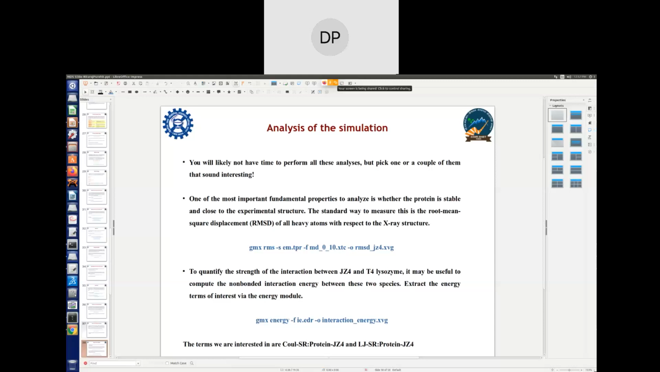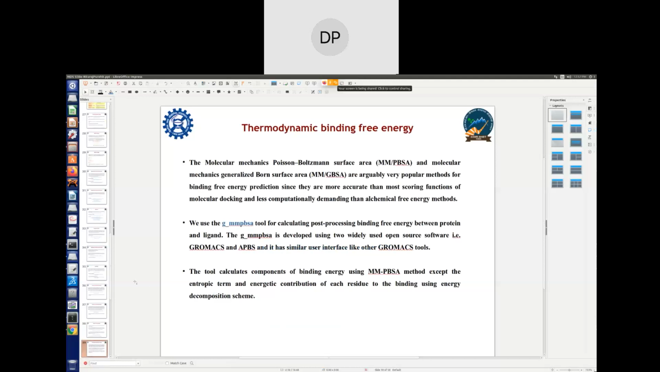And another quantity you can find out is the interaction, the thermodynamic binding free energy. If you want to observe the actual binding energy between ligand and protein, then you need to perform this GMM PBSA. This is the tool through which you can get the different binding energies between protein and ligand for the entire trajectory. And based on this energy, you can conclude which particular chemical molecule could act as a hit, right?